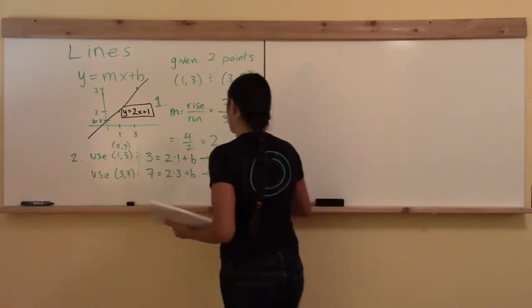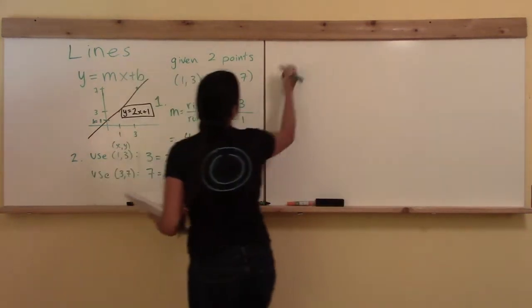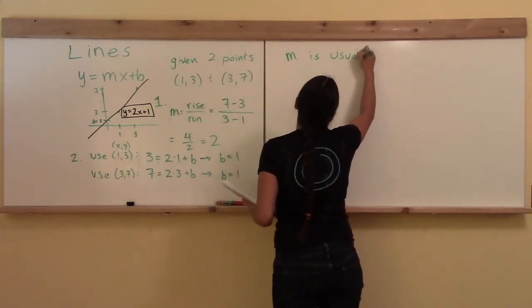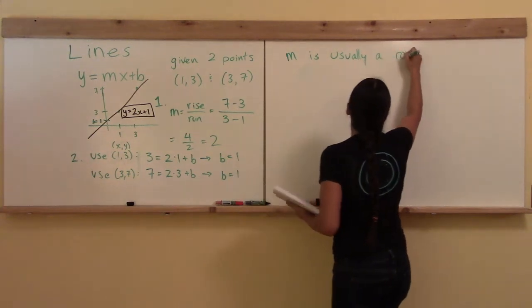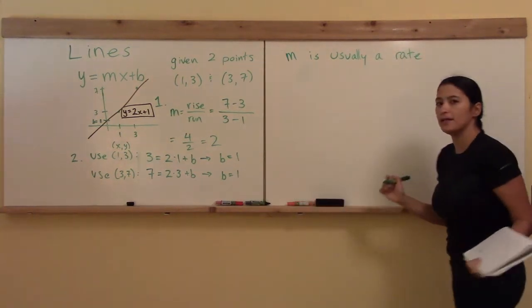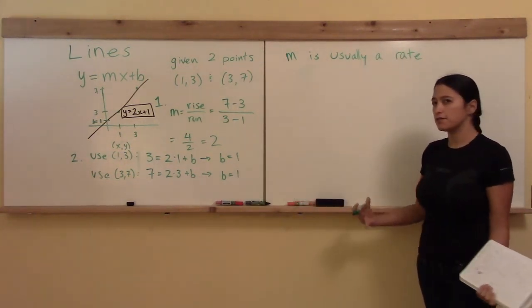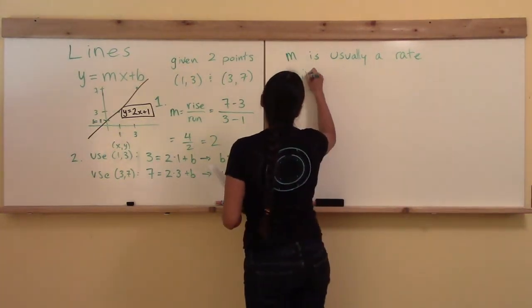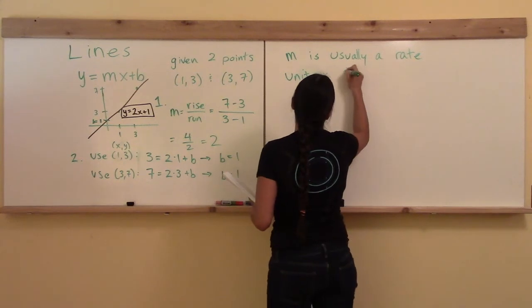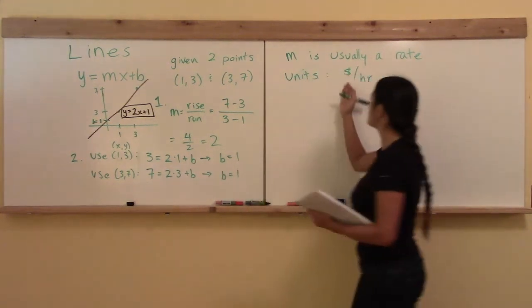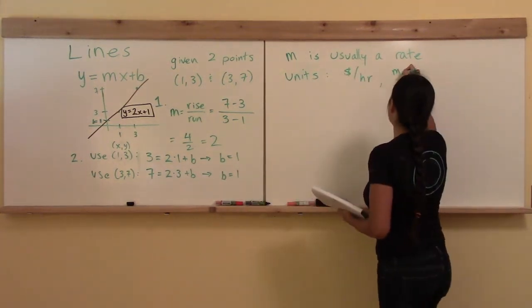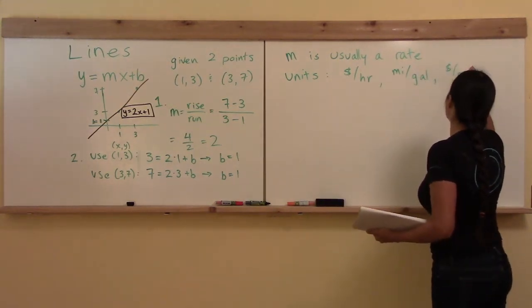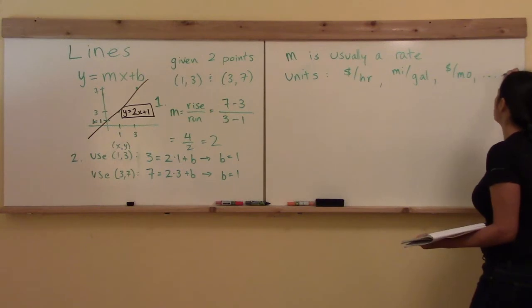M, the slope, is usually a rate. So I'll say m, which is the slope, is usually a rate, some kind of rate. And so what I mean by that is the units are usually a fractional type of unit. The units, for example, could be dollars per hour. How much are you getting paid? Dollars per hour. Miles per gallon. Dollars per month, how much money you're making, dollars per month, etc.